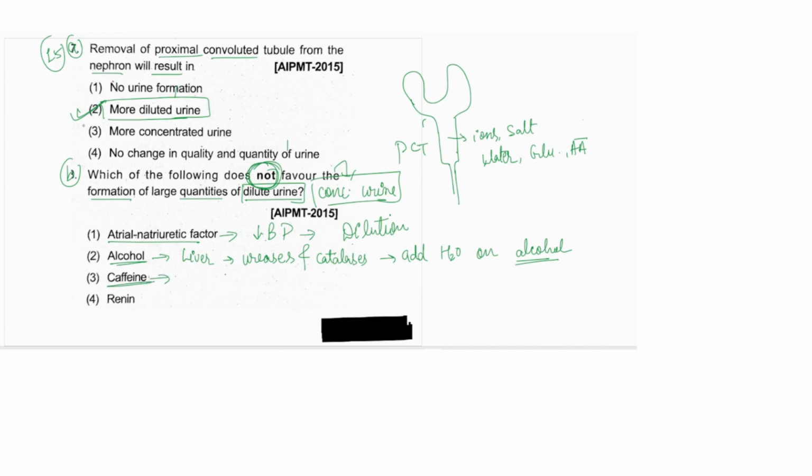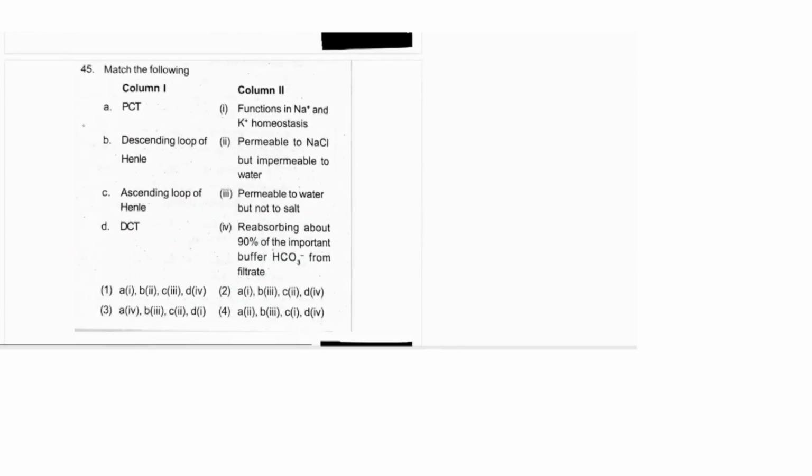Caffeine we have seen already, and renin is a vasoconstrictor. As well as that, it increases the blood pressure. Because of the high blood pressure, it will cause concentrated urine. So this would be the answer. That is what they are asking in the question, so we will go with the fourth one.